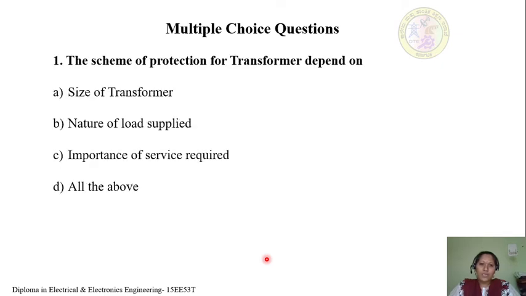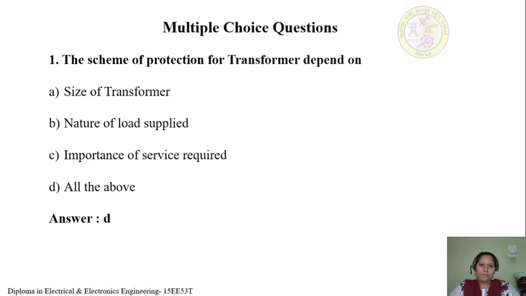The scheme of protection for a transformer depends on option A, the size of the transformer, option B, the nature of load supplied, option C, importance of service required, option D, all the above. The right answer for this question is option D, that is all the above. The scheme of protection for the transformer depends on size of the transformers and the nature of load supplied and also the importance of service required. Hence, the right answer for this question is option D.